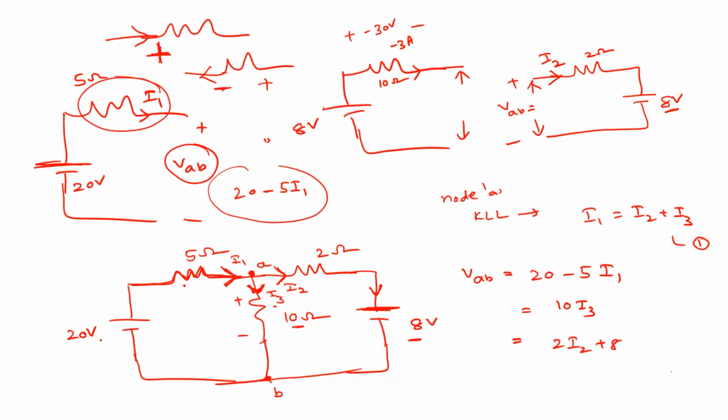So what is the voltage here now? What is the voltage? 8 minus 30. So that means you will get minus 22 volts here, right? Yes, sir. Okay. So now it is correct or wrong? Correct. Okay.